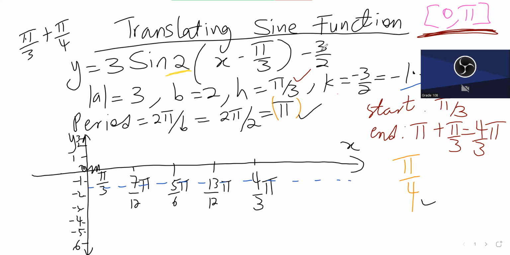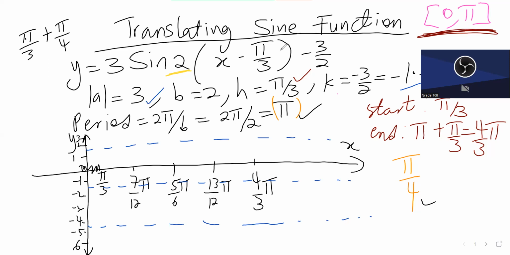And our amplitude is 3, so we'll go up by 3. If I'm at minus 1.5 and I move up 3, then I'll end up at positive 1.5. If I am at minus 1.5 and I move down 3, I'll end up at negative 4.5. So this becomes our spacing for the sine graph.